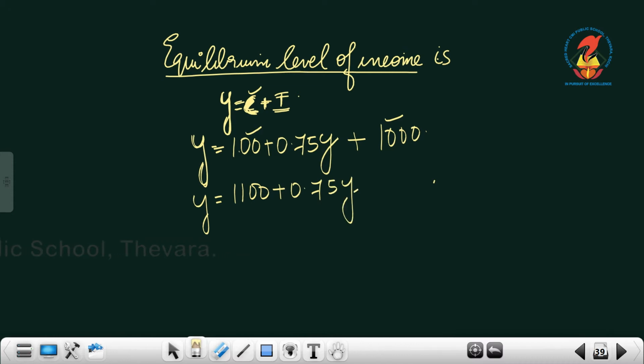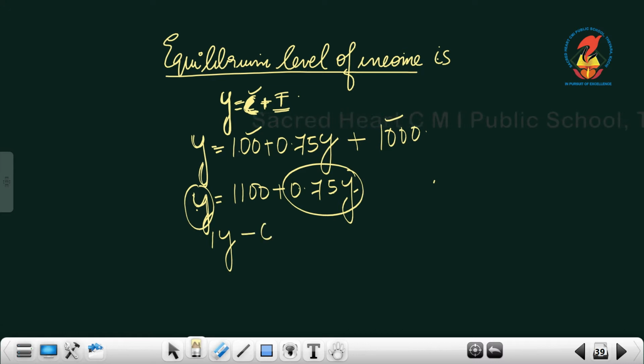Okay, now the 0.75 Y can be taken to the other side of the equal sign. Now this Y actually means what? 1Y, isn't it? This Y actually means 1Y. So we can write 1Y. When this comes to the other side of the equal sign, it becomes minus 0.75Y. Am I right? So 1Y minus 0.75Y is equal to 1100.